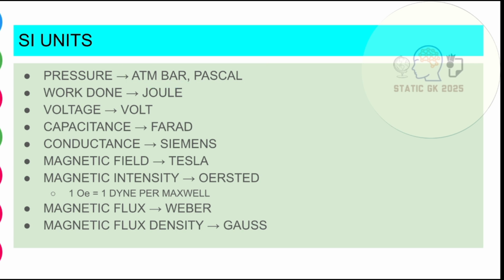So the next is the SI unit of work done is joules. SI unit of voltage is volts. Very simple. This is very important. Capacitance, conductance. SI unit of capacitance is farad. And SI unit of conductance is Siemens.